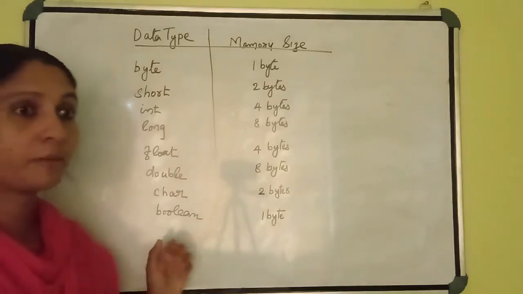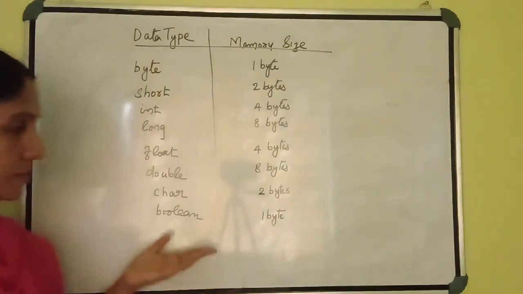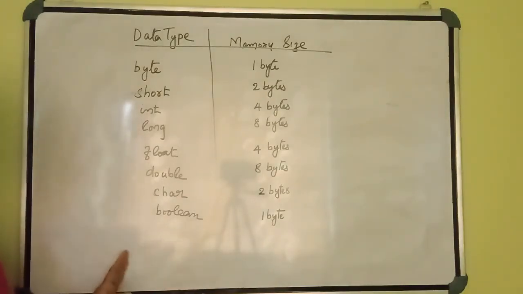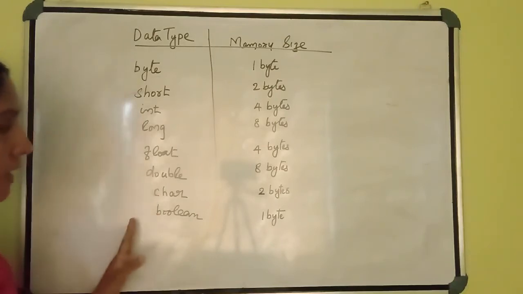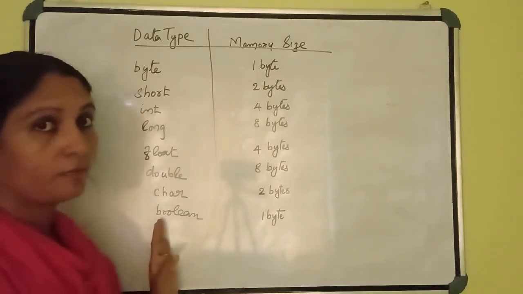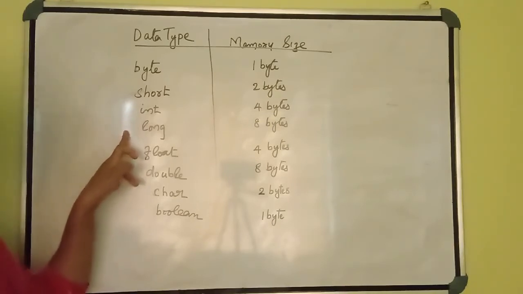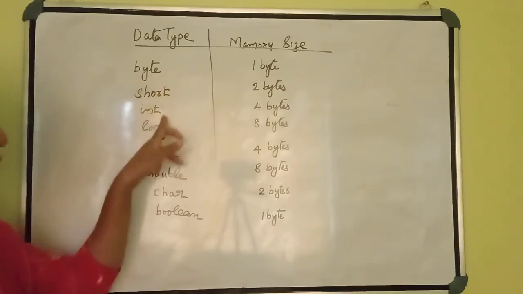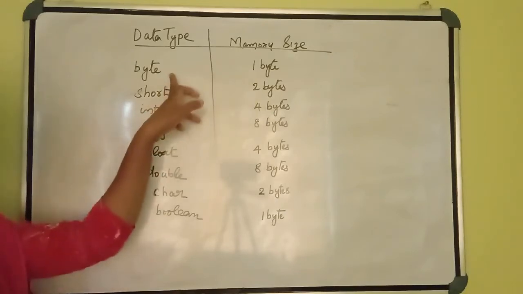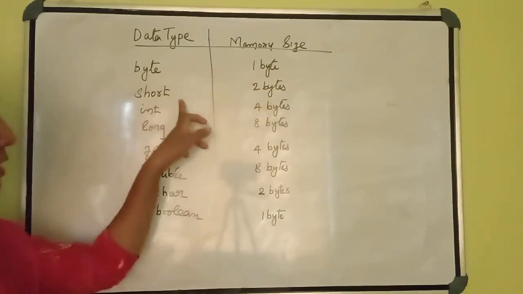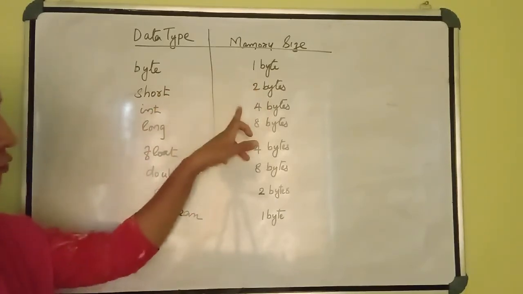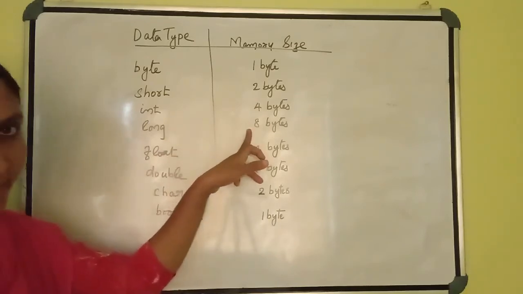Data types and the memory size are displayed in this table. What are the different types of data types? We have 8 different primitive data types. Here we have 4 integer type data types. What are they? Byte, short, int, long. And what are the memory sizes? Byte, 1 byte. Short, 2 bytes. Int, 4 bytes. Long, 8 bytes of memory.